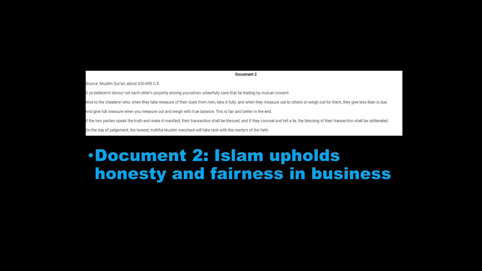Document 2 is from the religious book for the Muslims, the Quran, and shows the Islamic perspective, where it says something pretty similar, that Islam upholds honesty and fairness in business, that the merchants who do so are held as blessed in the eyes of Allah, and it talks about the importance of truth between two contracting parties.